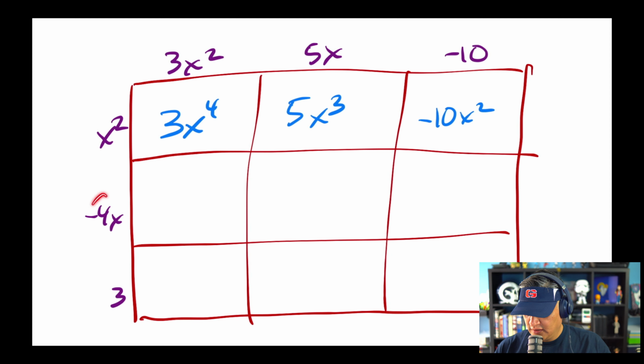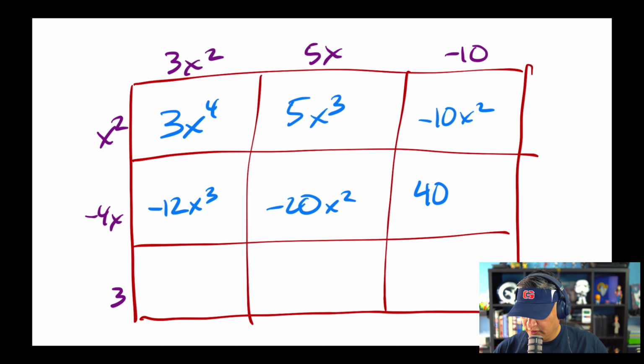All right, next line. Negative 4x times 3x squared. Well, multiply the coefficients first. Positive 3 times negative 4 is negative 12. X times x squared. Add the exponents. X to the 3rd. Next, negative 4x times 5x. Multiply the coefficients first. Negative 4 times 5 is negative 20. X times x is x to the 2nd power. Next, negative 4x times negative 10. Well, negative 10 times negative 4 is positive 40, and then x times, there's no variable there, it's just x.